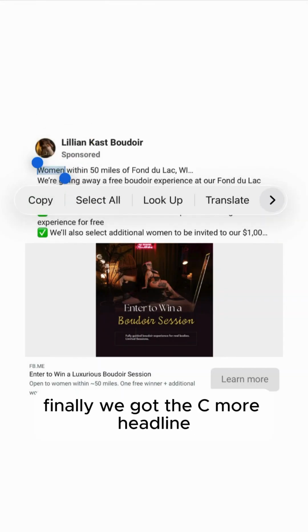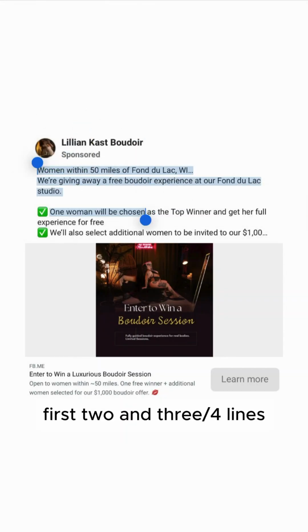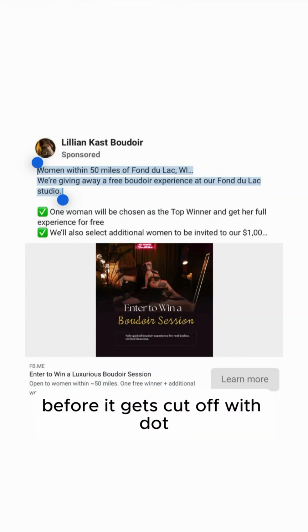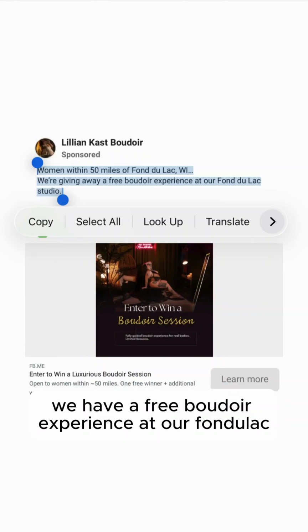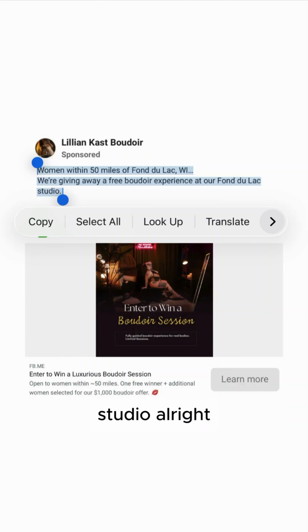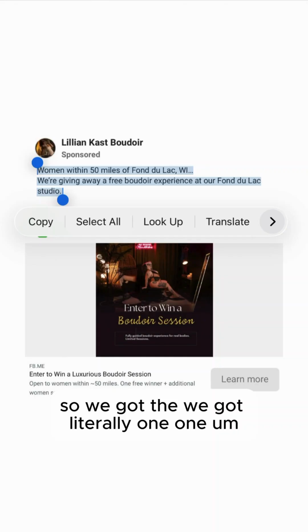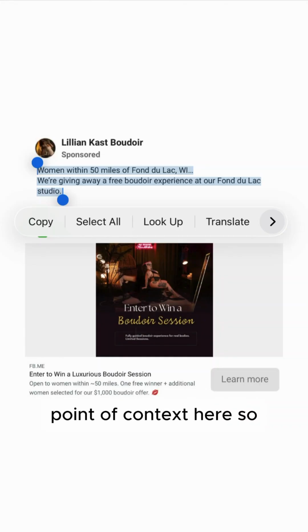Finally, we've got the See More headline. First two and three-quarter lines on the Facebook mobile newsfeed before it gets cut off with "...See more." Women within 50 miles of Fond du Lac, Wisconsin. We know we have a free boudoir experience at our Fond du Lac studio. All right, so we've got literally one point of context here.